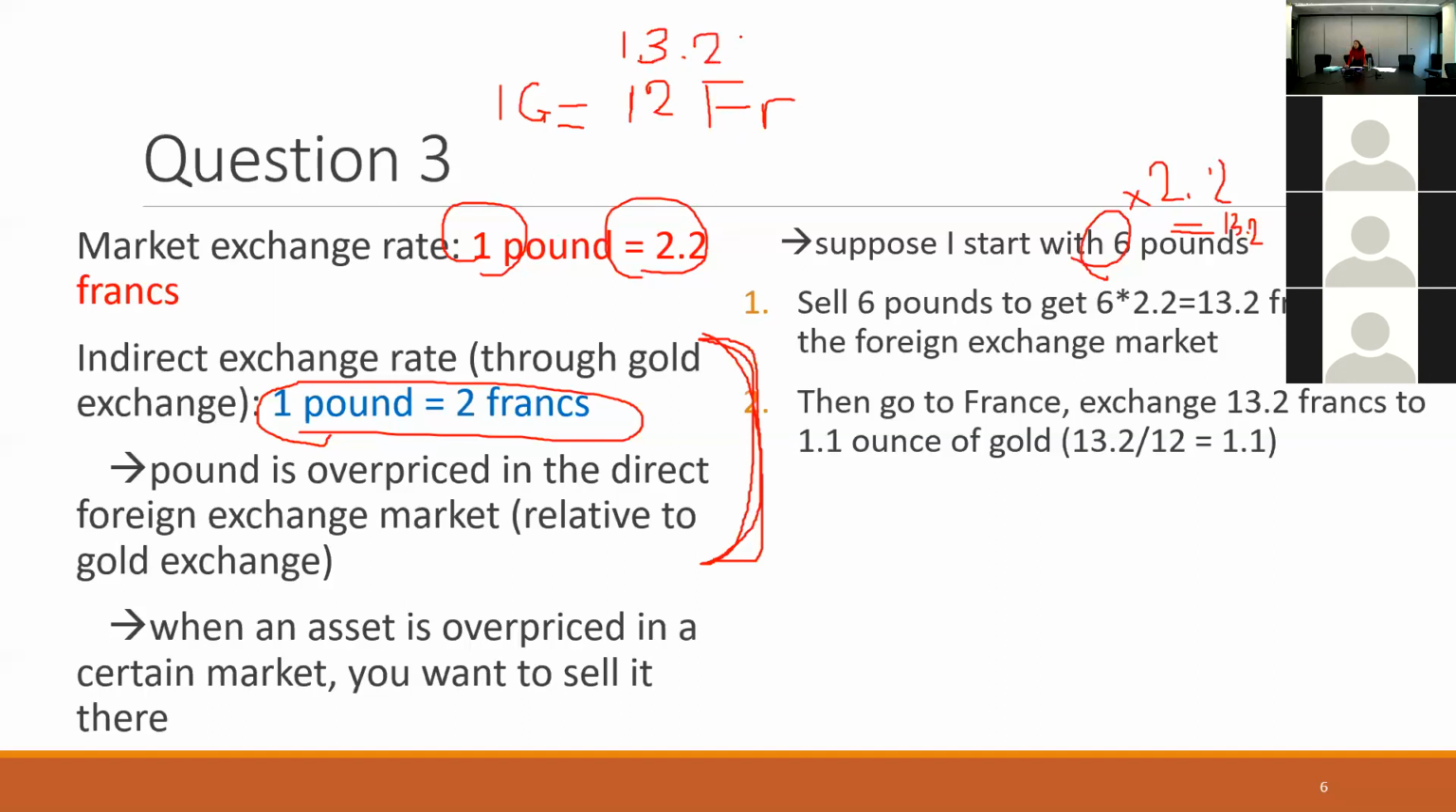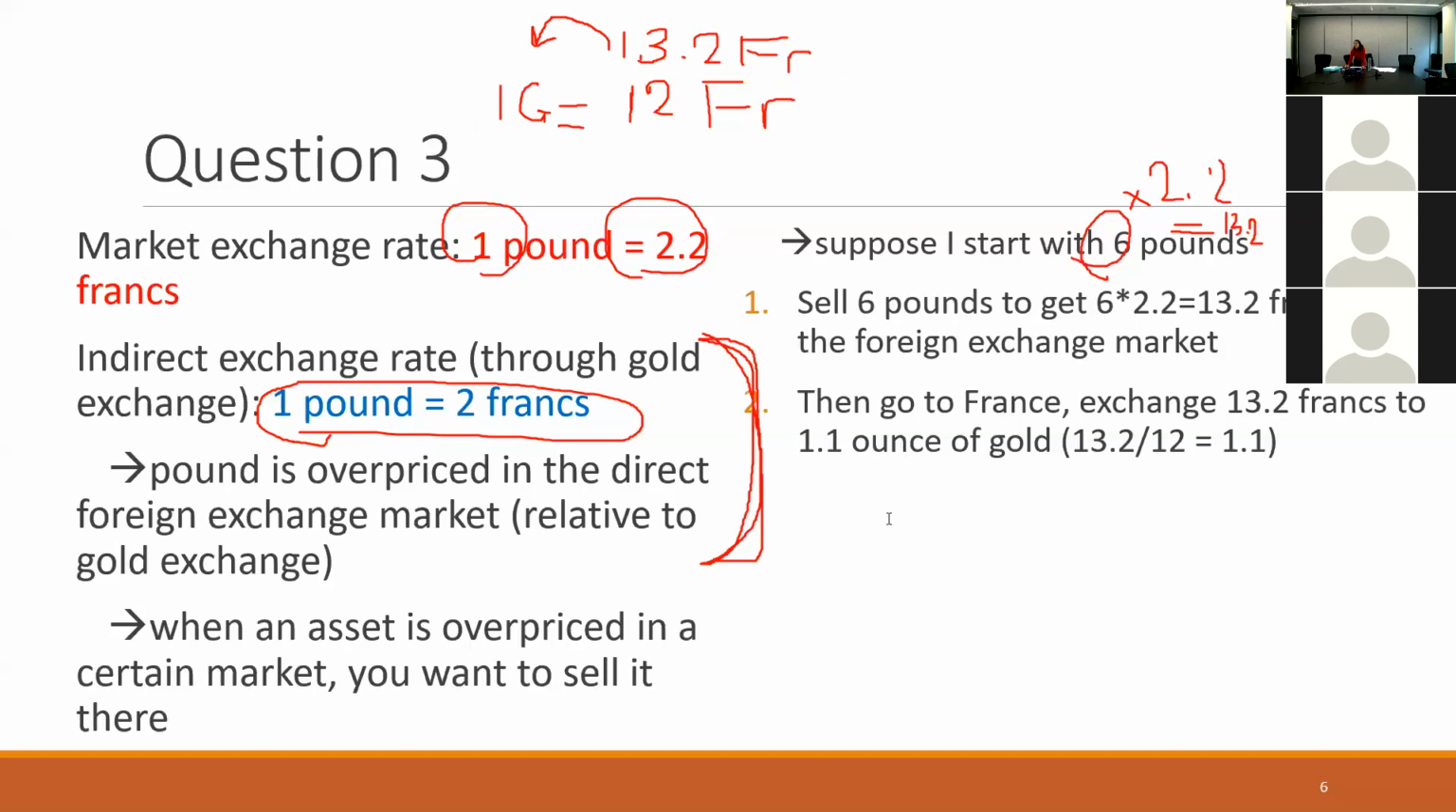So I have 13.2 francs, and I know that the price of gold is 12 francs per ounce. So if I want to buy gold now, how much gold can I get with 13.2 francs? Someone has the answer? Yes. Hang on one second, let me just pull it up. 1.2 ounces. Very close, but not correct.